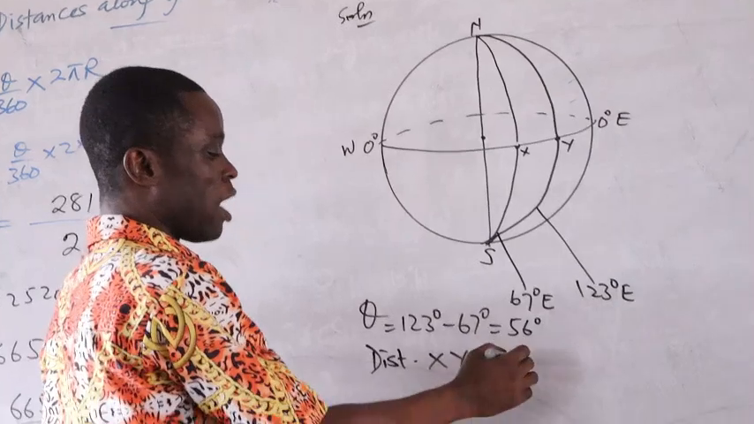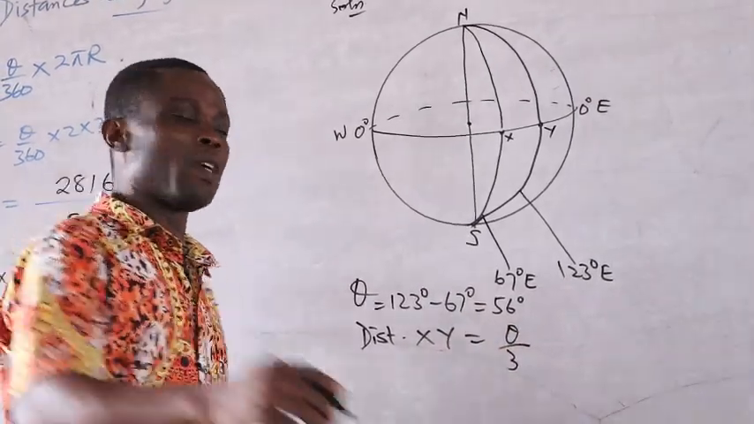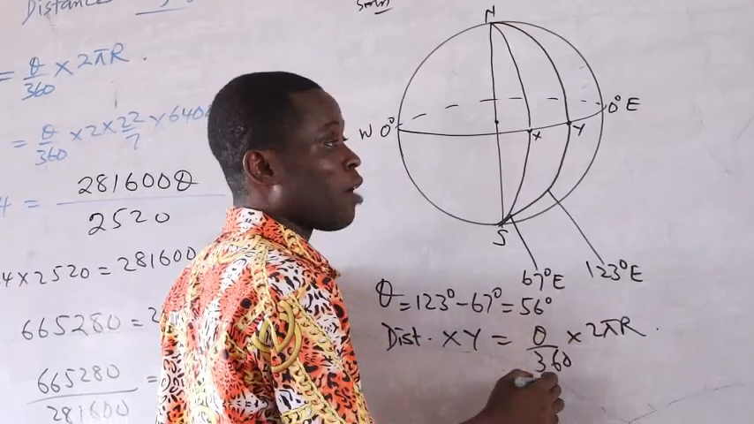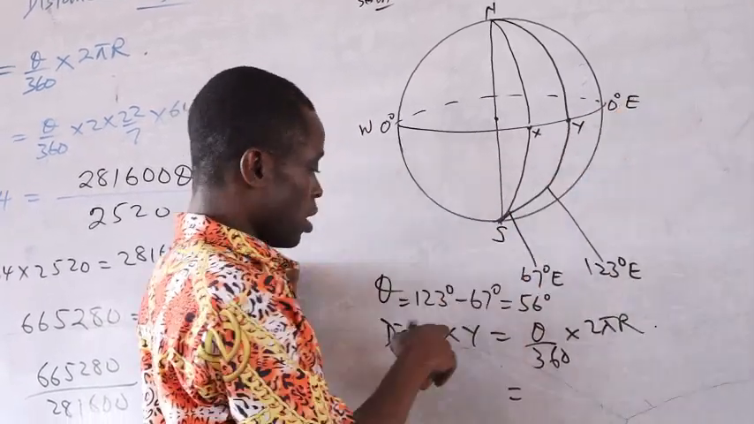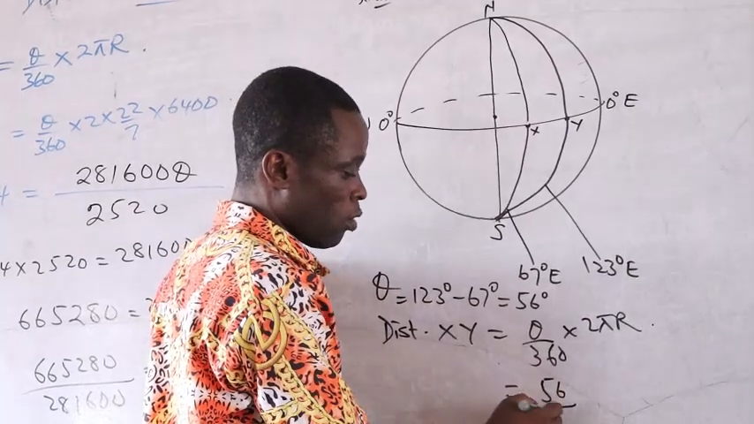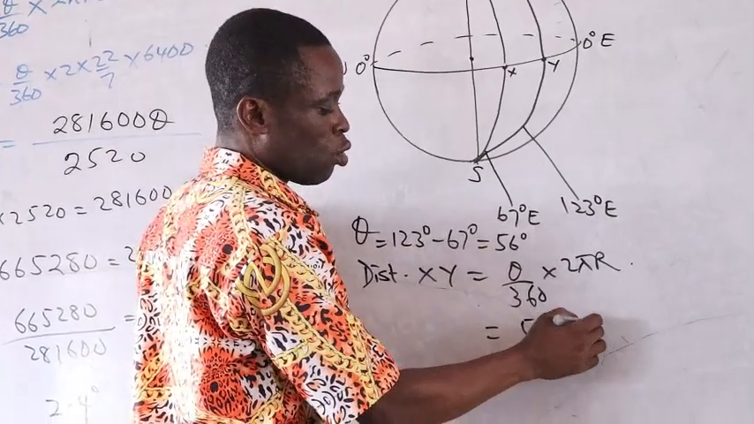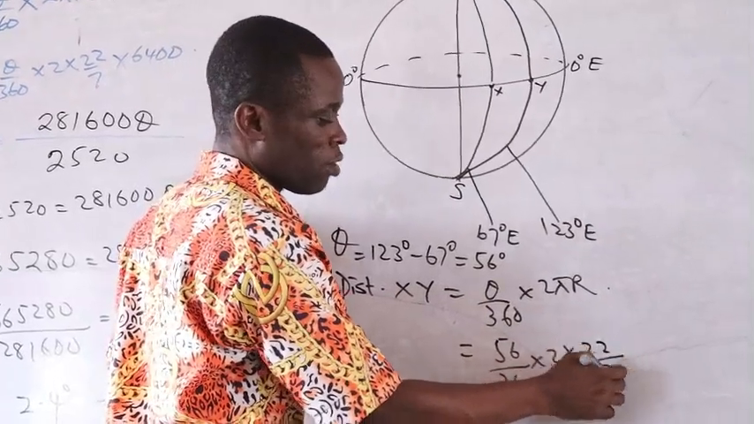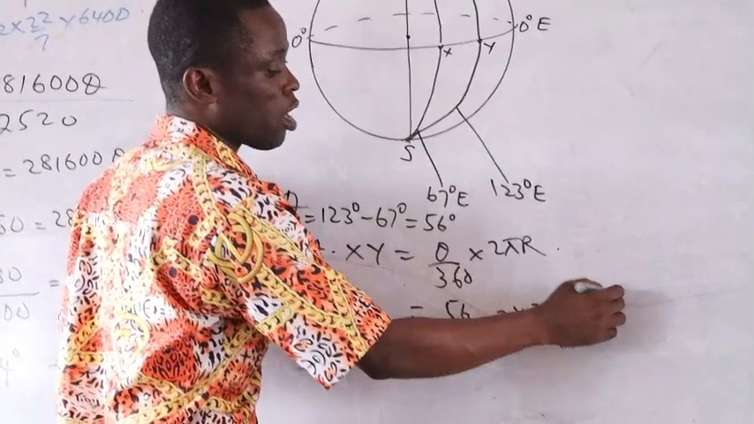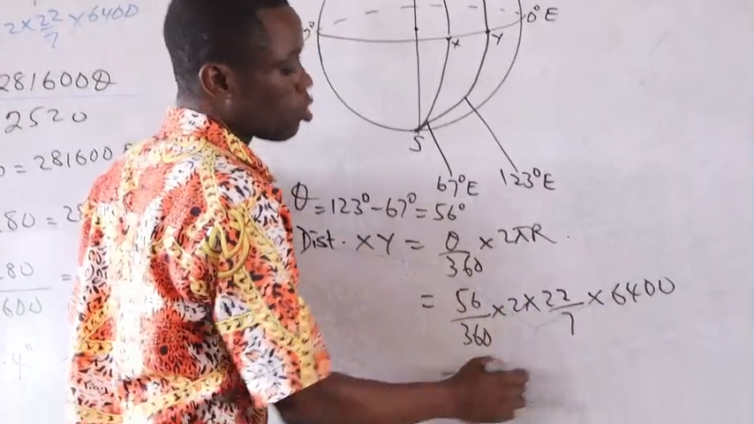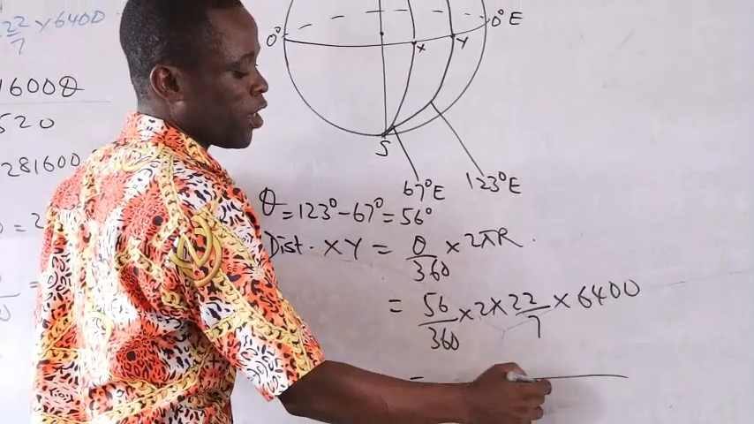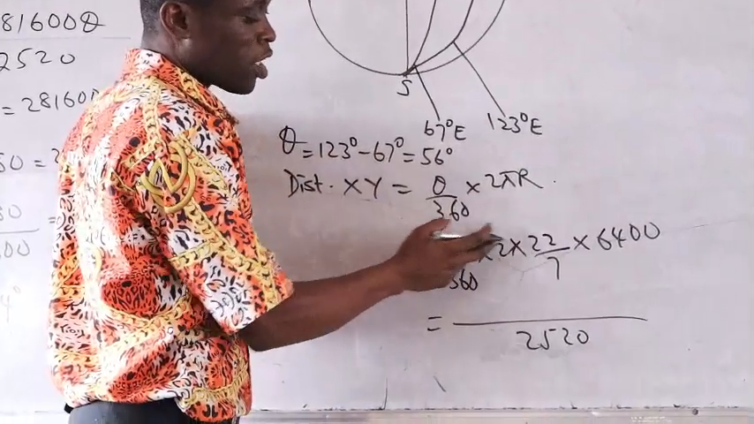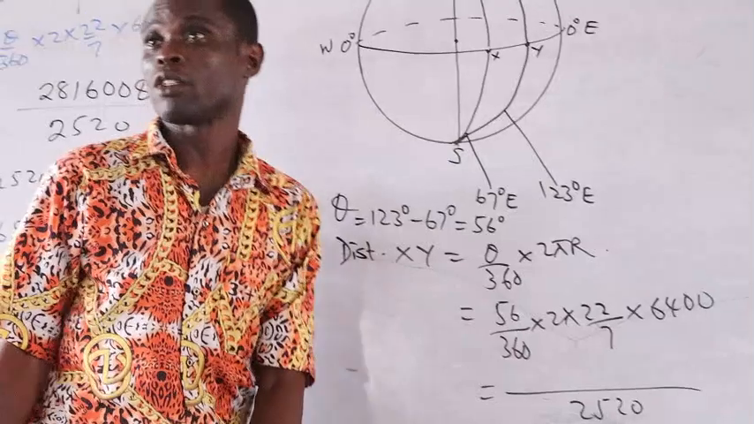Okay, so let me now state the formula: theta over 360 times 2 pi big R. So we now have theta as 56 all over 360 times 2 times pi. What is pi? 22 over 7. What is big R? 6,400. So 360 times 7 is 2,520. Then what is the product of 56 times 2 times 22 times 6,400?